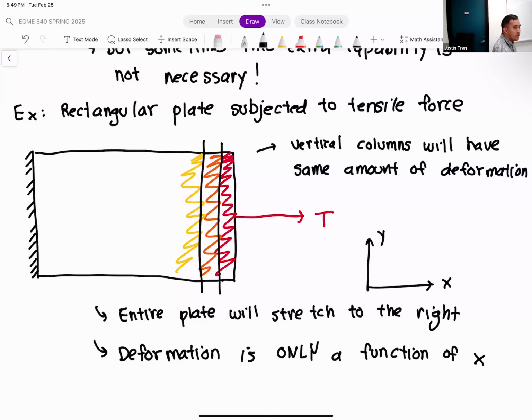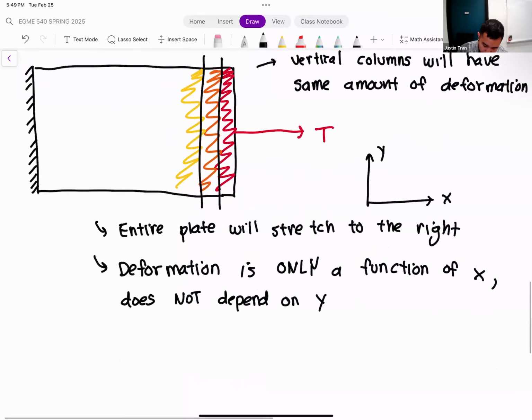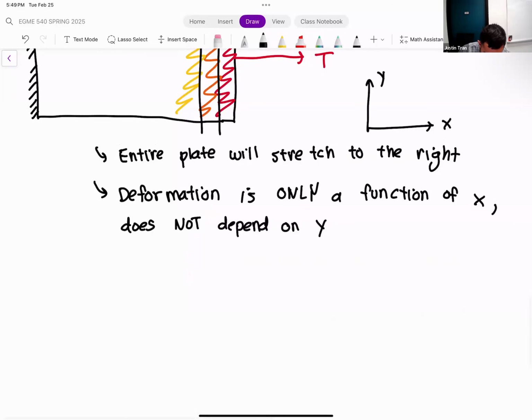And so what we can say mathematically is that our deformation is only a function of X. It does not depend on Y. The deformation, I'll call it D, is only a function of X. Okay.